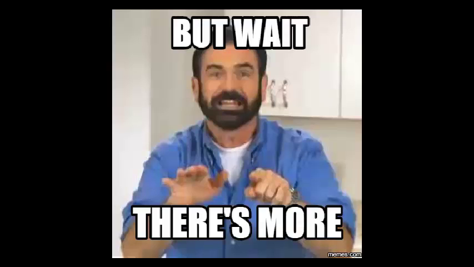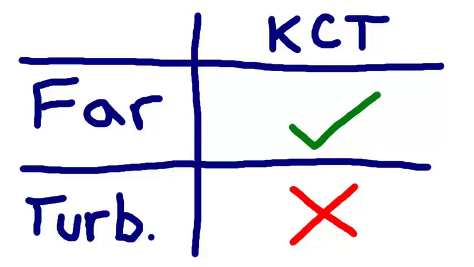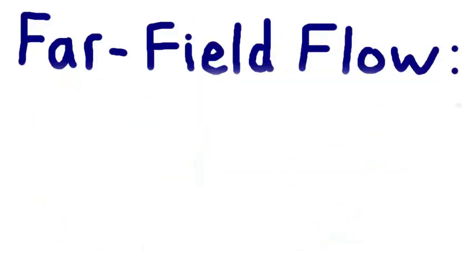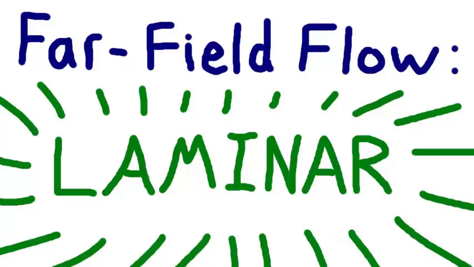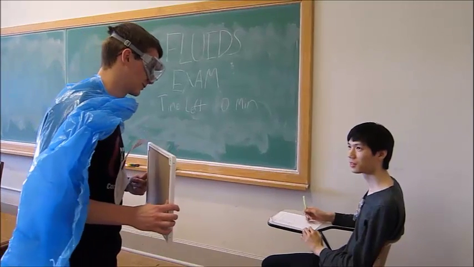But wait! We found earlier that, far from a boundary, the Kelvin circulation theorem does hold. This can only mean one thing. Flow far away from a boundary is laminar and not turbulent. Does that answer your question?